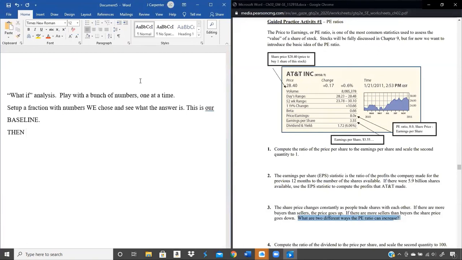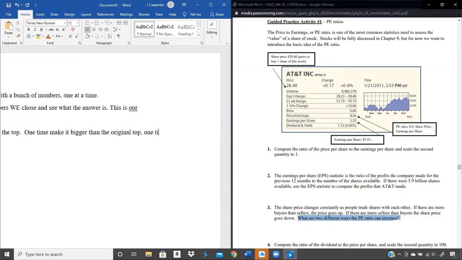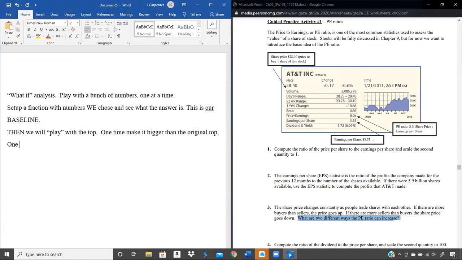Then what we're going to do is take the top. So then we will play with the top. One time, make it bigger than the original top. One time, make it smaller. One of these scenarios is what we desire.